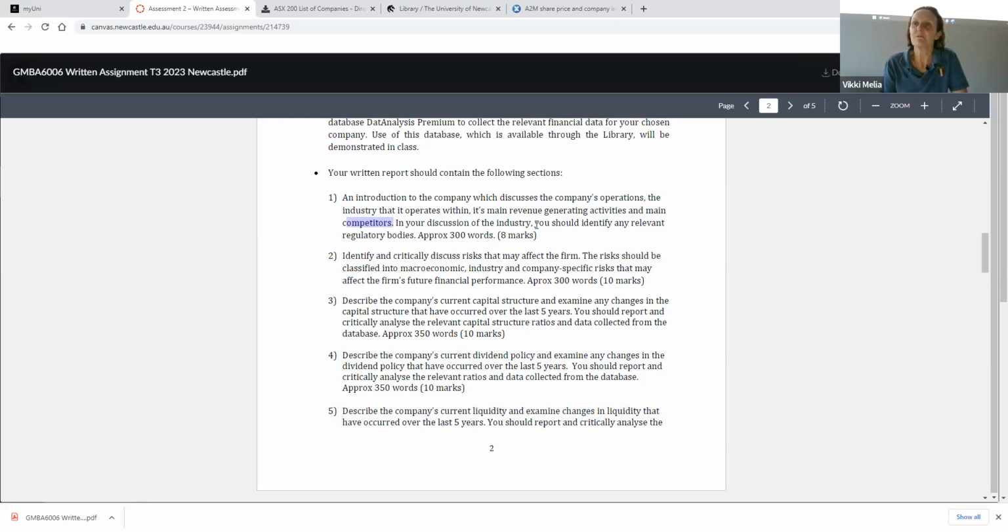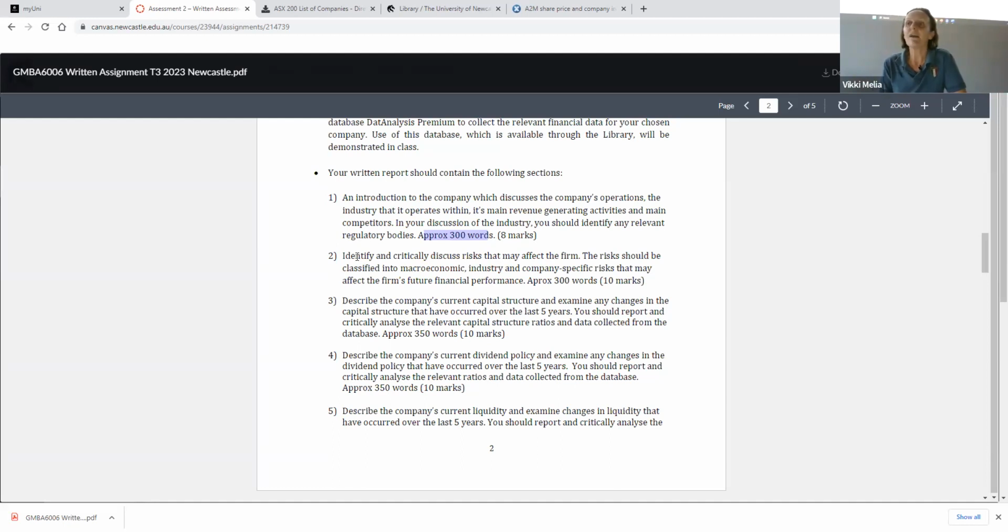And depending on the industry, in Australia, some industries are very heavily regulated. For example, if you chose a bank off the ASX 200 list, banks are heavily regulated in Australia. There's a couple of government bodies that are very important regulators, and you should mention those when you talk about the company and the industry. So I've said that's worth 8 marks, and you don't have to write a huge amount. You're just introducing the company, what it does, how they generate revenue, who they're competing with, and if there are any important regulators.